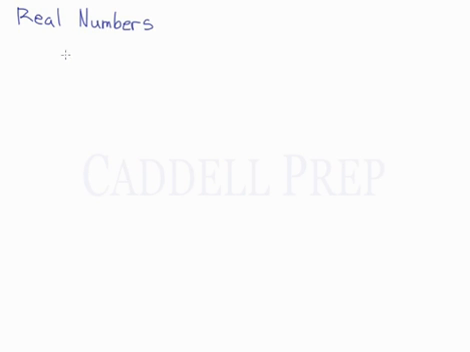Let's take a look at real numbers. Real numbers include rational and irrational numbers. First, let's look at rational numbers.